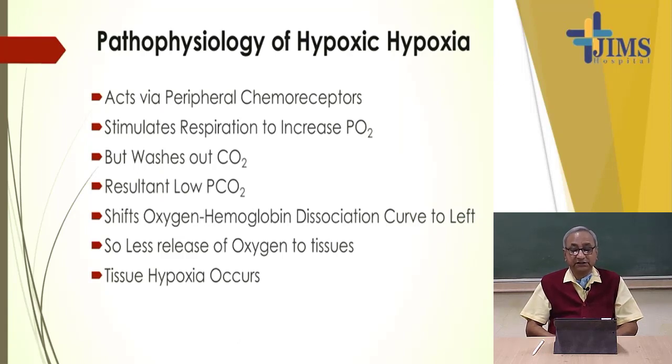What is the pathophysiology of hypoxic hypoxia? It acts via the peripheral chemoreceptor, stimulates respiration to increase oxygen PO2, but also washes out the CO2. The resultant is a low carbon dioxide, and a shift of the oxygen hemoglobin dissociation curve to the left, so there is less oxygen delivery to the tissue. Thus, in totality, tissue hypoxia occurs.